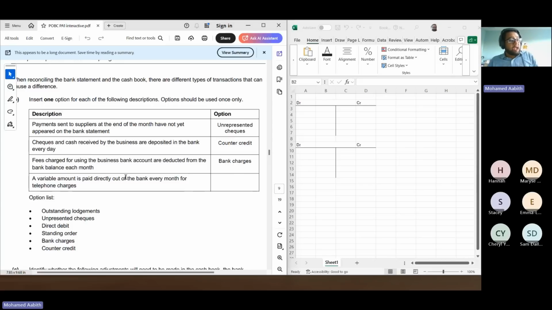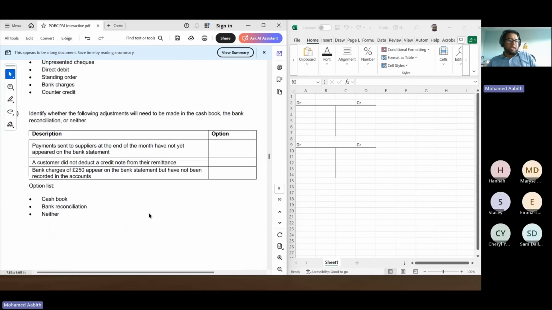The variable amount paid directly out of the bank every month for telephone charges. If I'm going to pay for telephone charges, a variable amount each month, it has to be done by direct debit. It can't be a standing order, can't be bank charges. It's not an outstanding lodgement, so you know the answer for that one.